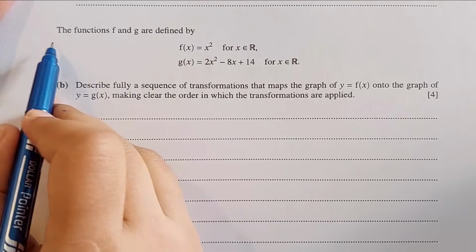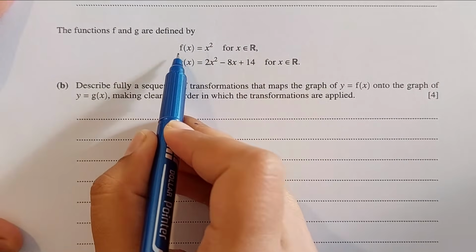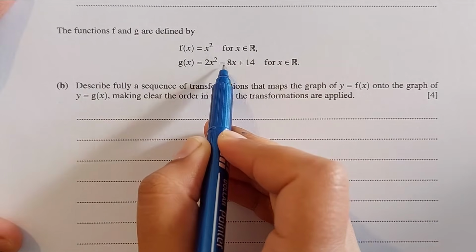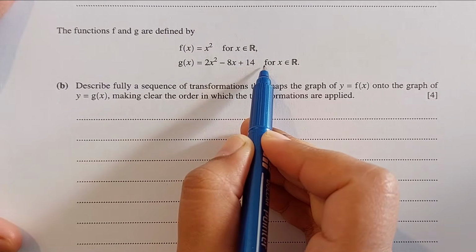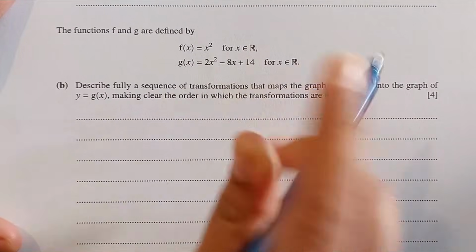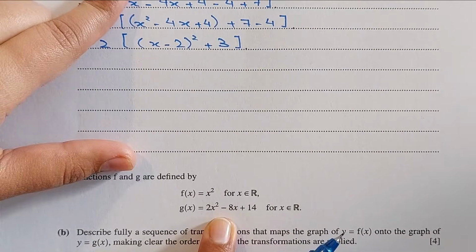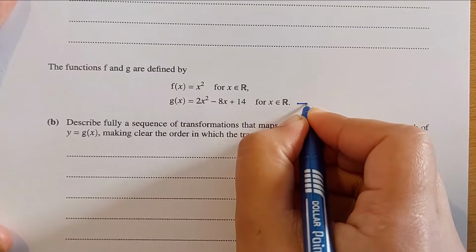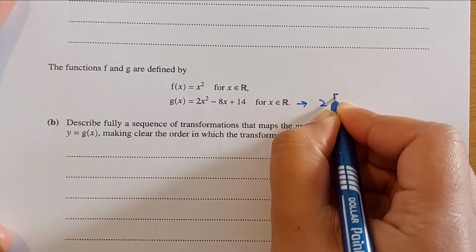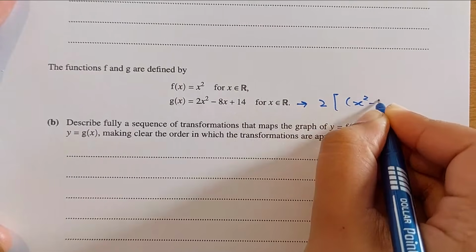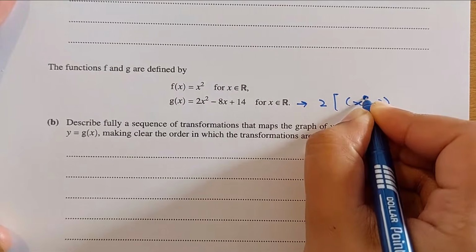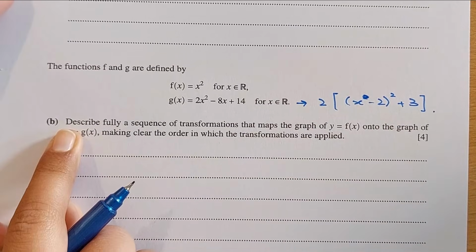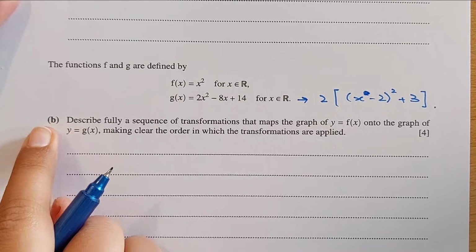Now for the second part, the functions f and g are defined by f of x is x square for x belongs to real numbers, g of x is 2x square minus 8x plus 14 for x belongs to real numbers. So this g of x exactly matches the one we already found in part A. So let me rewrite g of x as 2 into (x minus 2) whole square plus 3, right? Okay, now the next is part B.